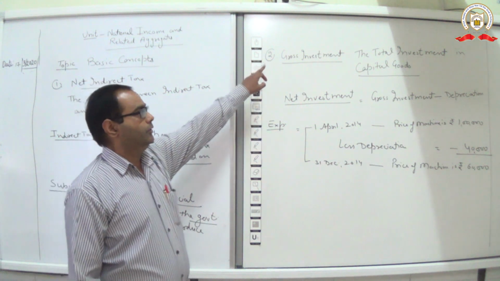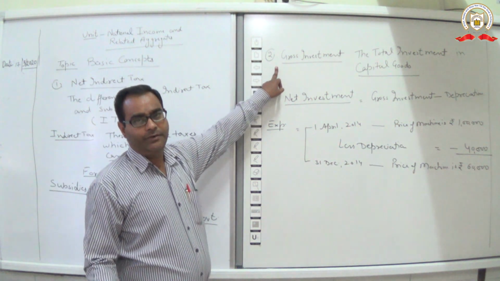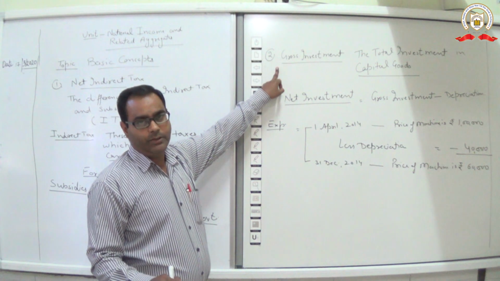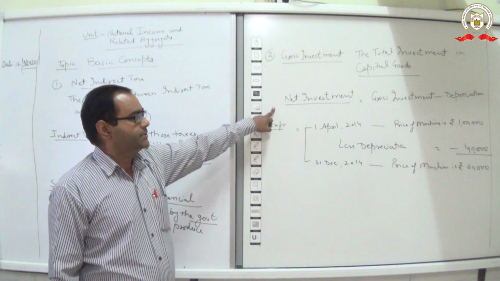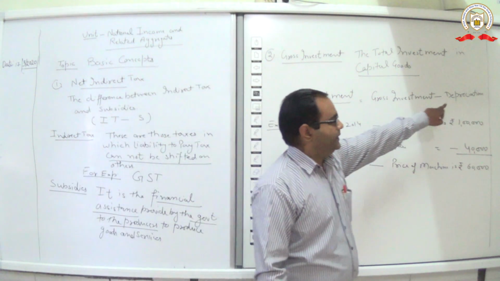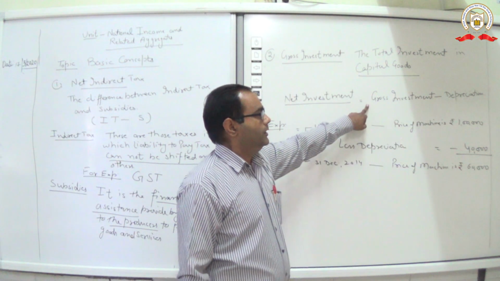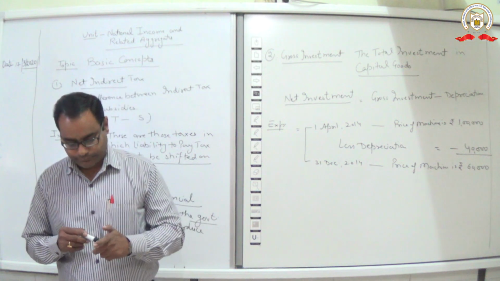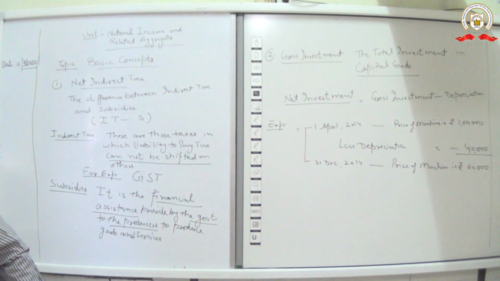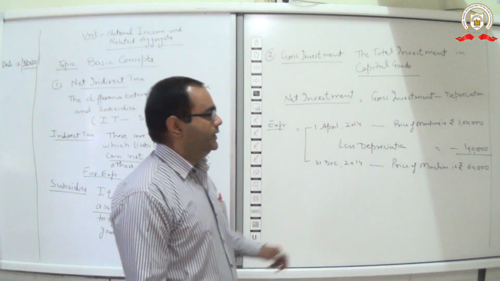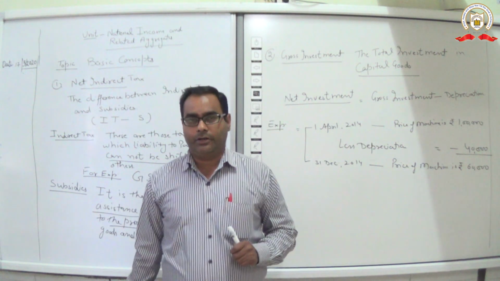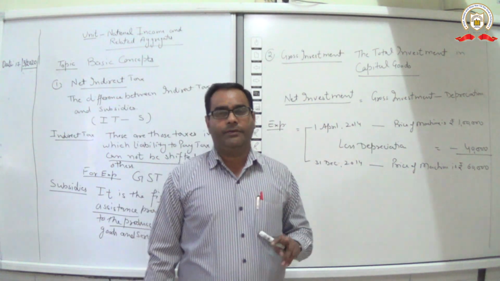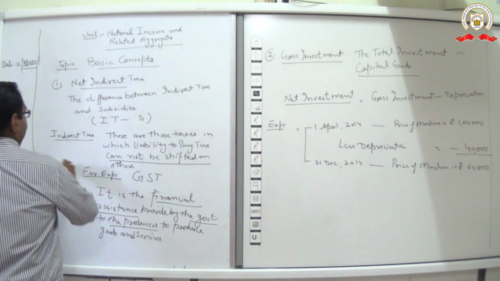Again I am repeating, gross investment means total investment made on the capital goods. Net investment means when value of depreciation is subtracted from the gross investment. There is a difference between depreciation and capital loss. So what is the difference between both of them? We will discuss now.